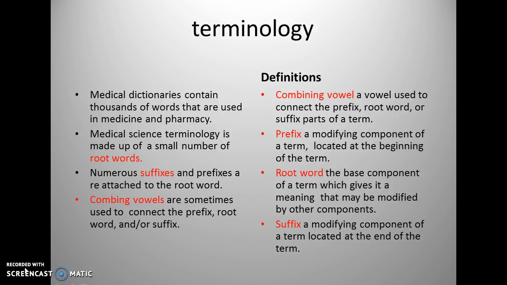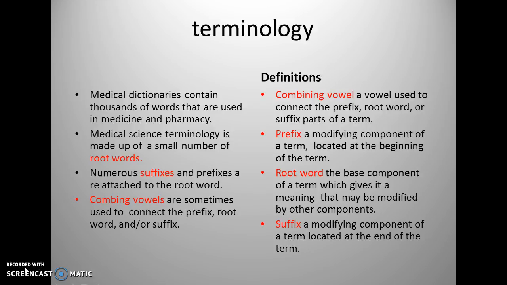Medical science terminology is made up of a number of small root words, and then you have the fixture of suffixes and prefixes that are attached to those root words. Many times you have what's called a combining vowel that will connect the prefix, the root word, and/or the suffix. So certain definitions that you should be familiar with is combining vowel, usually the letter O, and we'll talk about that again. And this is what is used to connect the prefix, root word, or suffix part of the term.